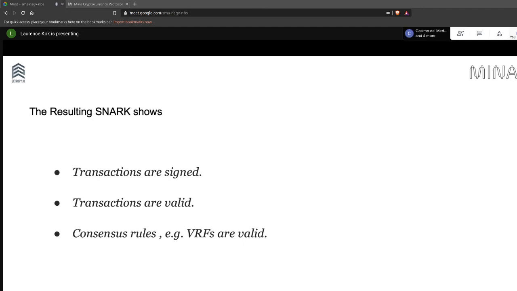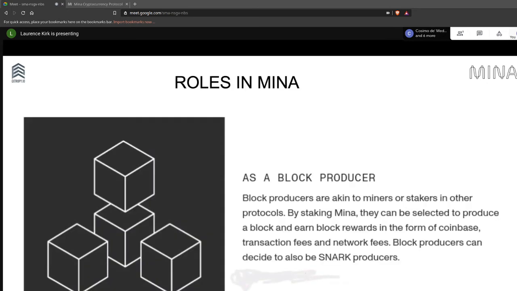Okay, so there are a number of roles or agents in the Mina system. So there will be some people who are producing blocks. These are similar to miners or stakers in other blockchains. They stake, which guarantees their honesty, and they earn block rewards, in a similar way to Ethereum or Bitcoin. But that's all they really do.